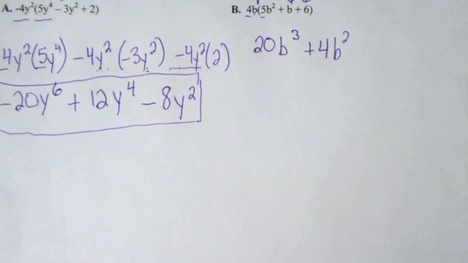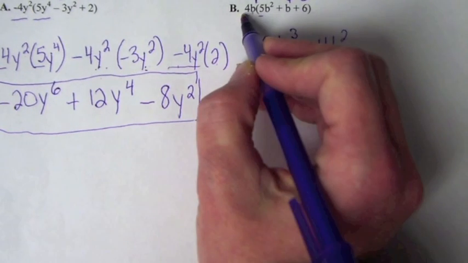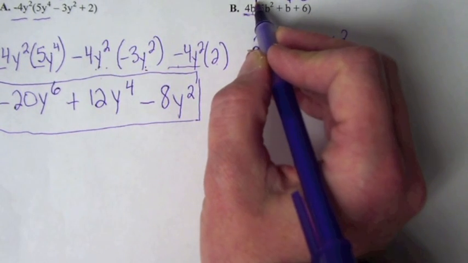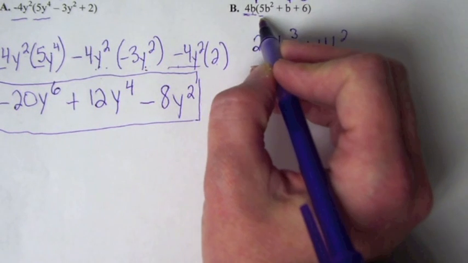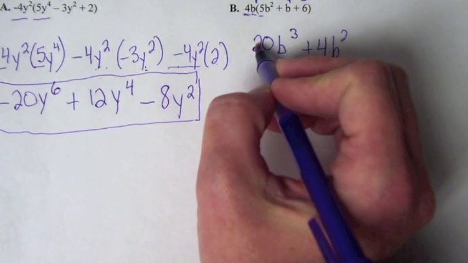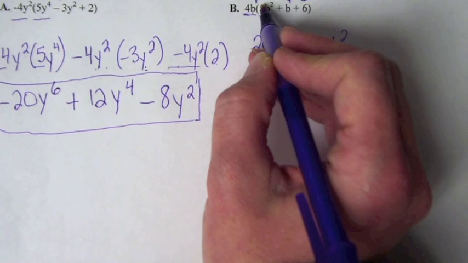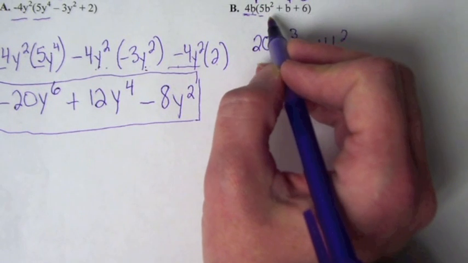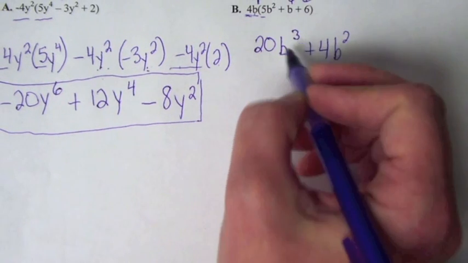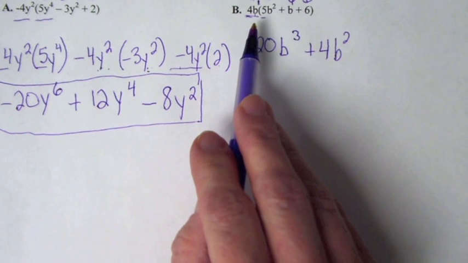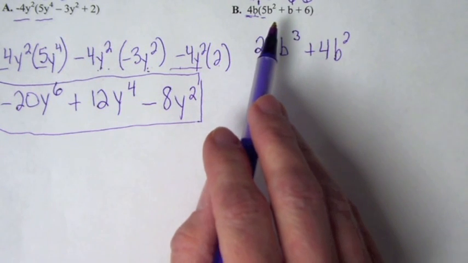Okay, looking at letter B. If we look at 4b, it has an exponent of 1 on the b. We multiply the 4 times 5 to get 20. And then we take b to the 1 power times b to the 2nd power, and we get b to the 3rd power. So I've multiplied the 4b to the 1st power times 5b squared.